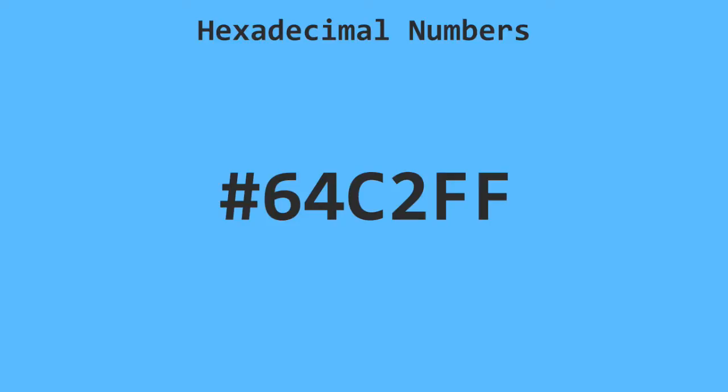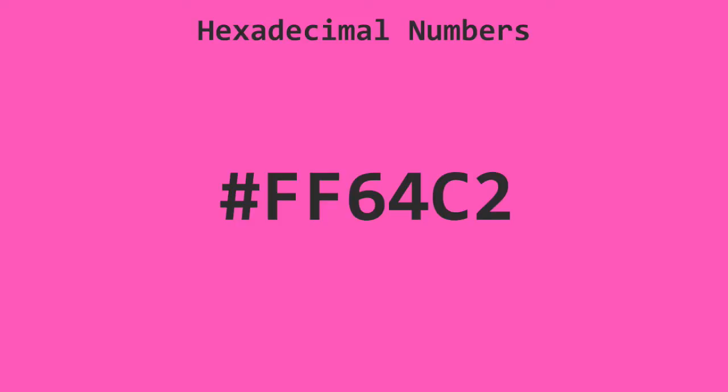If we take away all the blue by changing the third pair to 0, 0, in this case we get green, because C2, green, is a higher number in hexadecimal than 64, red. If we shift the first 2 pairs right and change the red pair, the first pair, to the highest number, FF, we get an intense pink. Change that red pair to 0, 0, and we remove all the red, and we're left with blue.